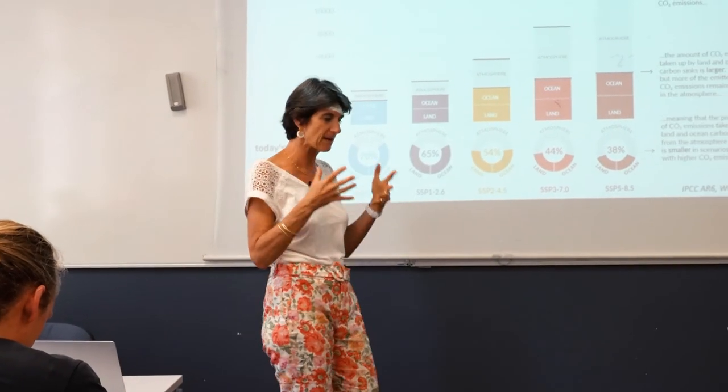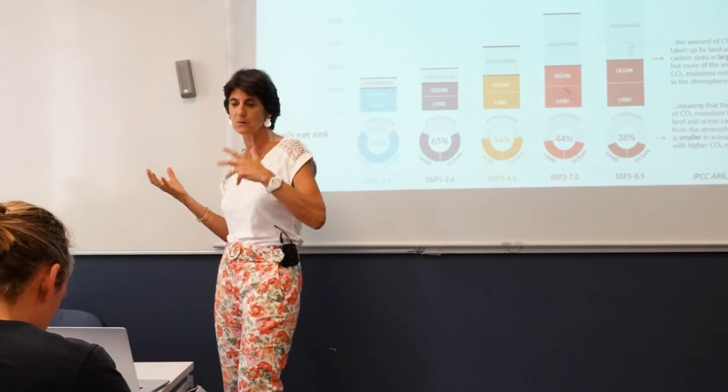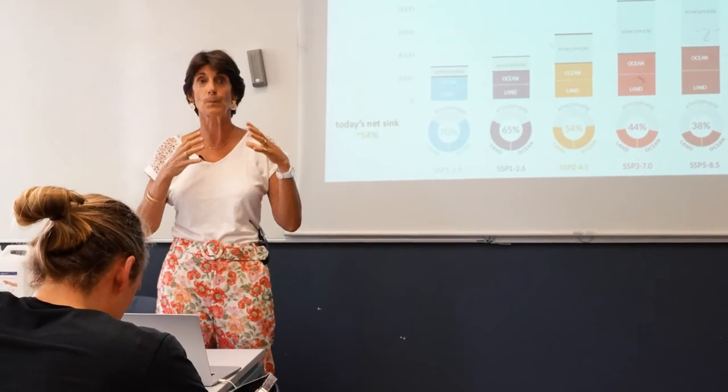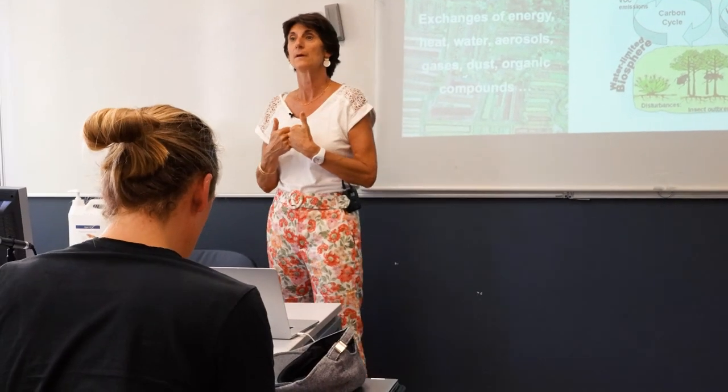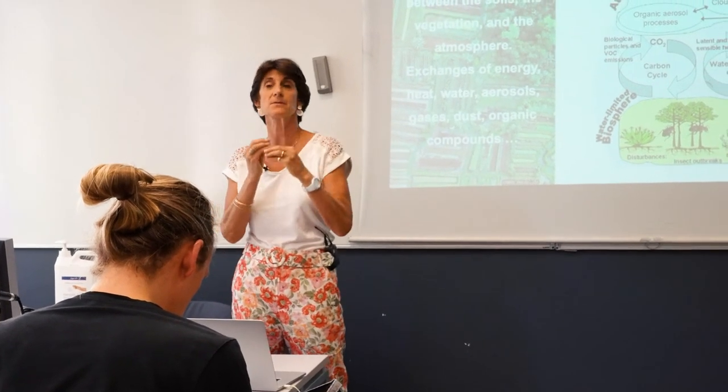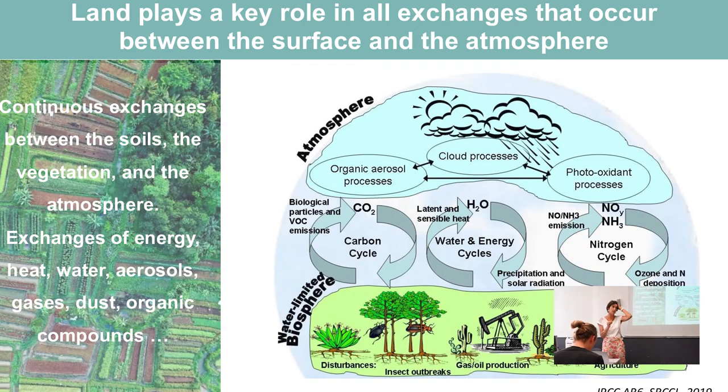So the land plays a role at the global scale, being a source and a sink of CO2, so it affects global warming directly. But at the scale where we live, it also plays a role, and that's why we green our cities in order to cool our cities. It's because there are continuous exchanges between the land and the atmosphere, exchanges of CO2, of course, but exchanges of water, exchanges of heat, exchanges of aerosols.